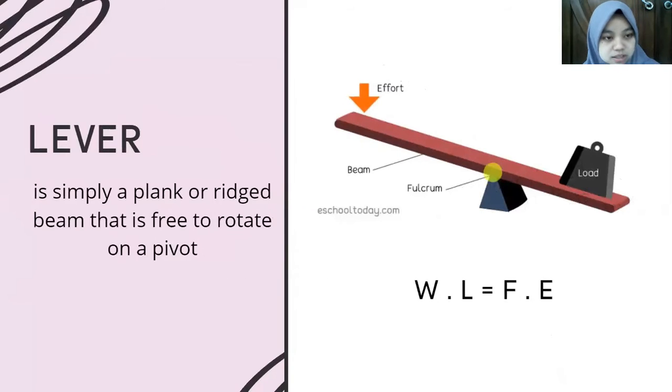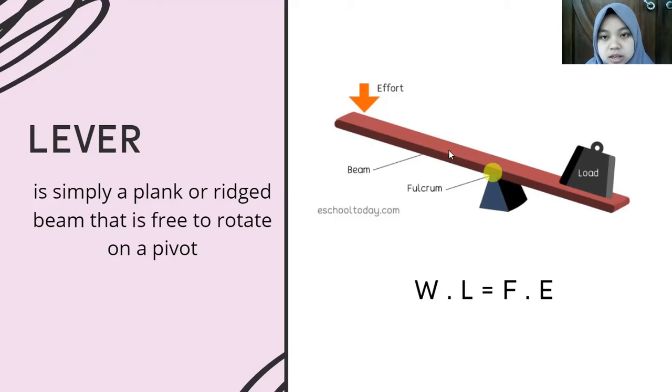lever. So what is lever? Lever is simply a point or rigid beam that is free to rotate on a pivot. A lever is a bar or board that rests on a support called a fulcrum. Downward force exerted on one end of the lever can be transferred and increased in an upward direction at the other end, allowing a small force to lift a heavy weight.